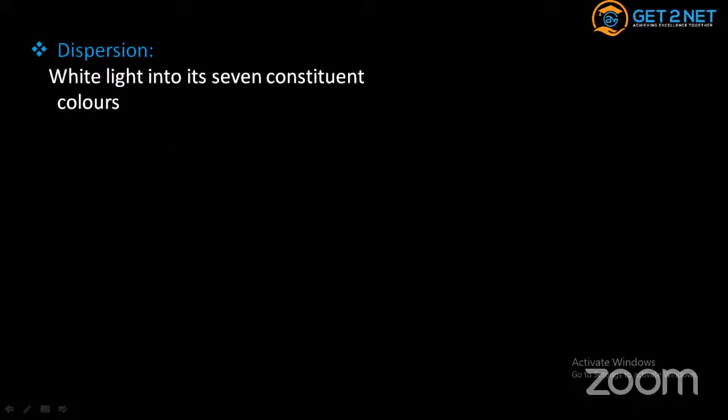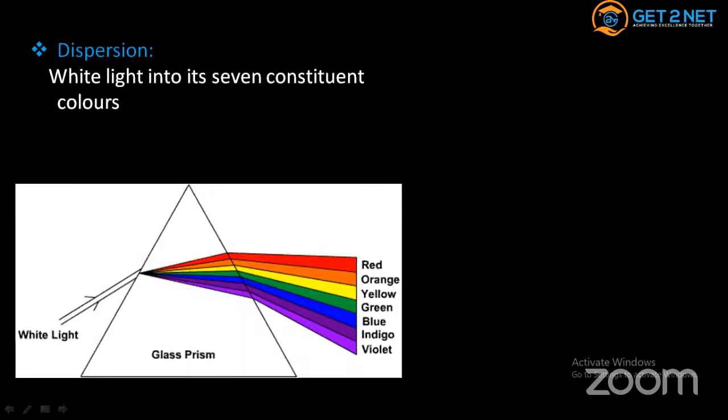Next we will move to dispersion. This is another concept. First one was refraction. This is dispersion. In dispersion, the white light is divided into seven different colors. For example, we have taken a prism. White light is passed and the white light gets divided into seven colors. This process of division into seven colors is called dispersion.